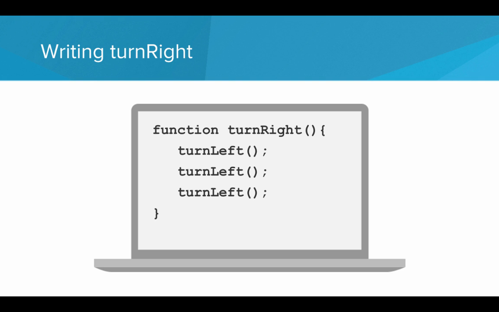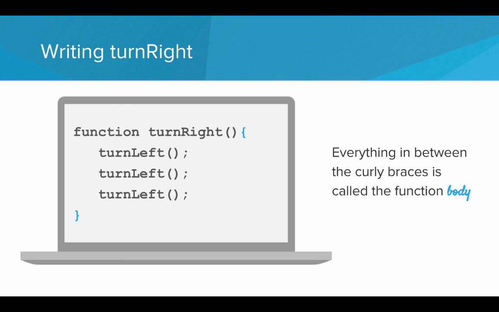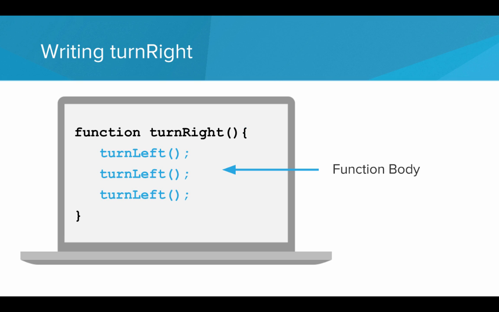So let's break this down. Let's dissect the syntax for a function. So here is the name of the function. Whatever we want Karel to learn, this is what we put as the name, right before the open parentheses, close parentheses. Now everything in between the curly braces is called the function body, and this is the actual instructions for the function. This is the instructions for this command. So this is the function body. To turn right, what do you do? You turn left three times. And that is how we teach Karel to turn right.